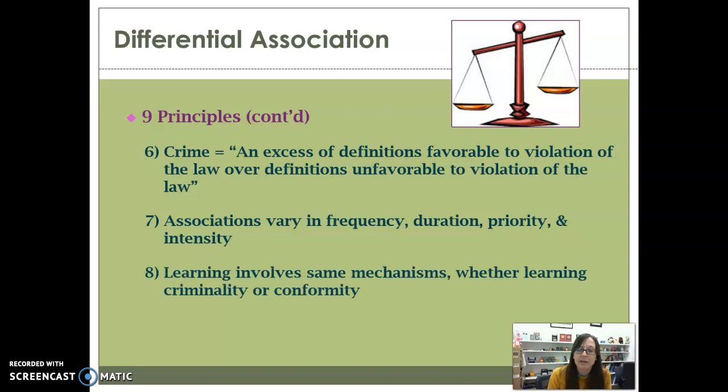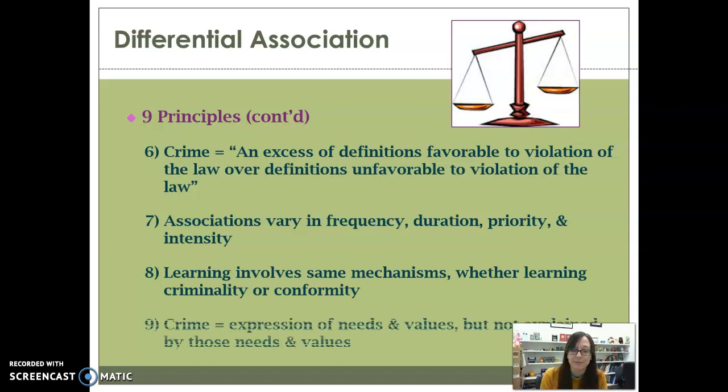So the eighth principle is that learning involves the same mechanisms, whether we're learning criminality or conformity. It doesn't matter what you're learning, if you're learning how to commit crimes or you're learning how to bake, it's the same internal process, and all these principles are the same. It's just the content that changes in terms of what you're learning.